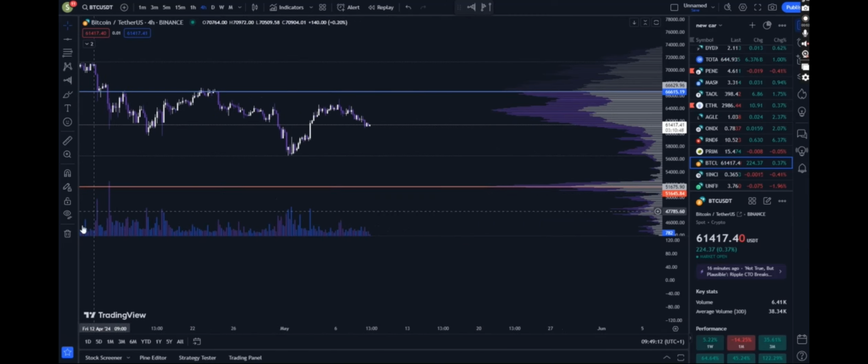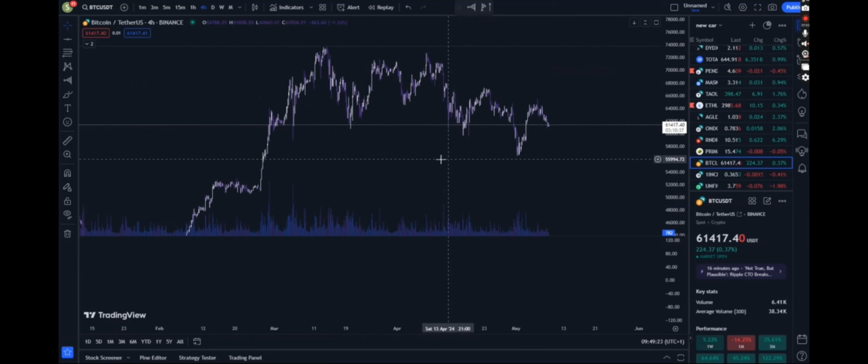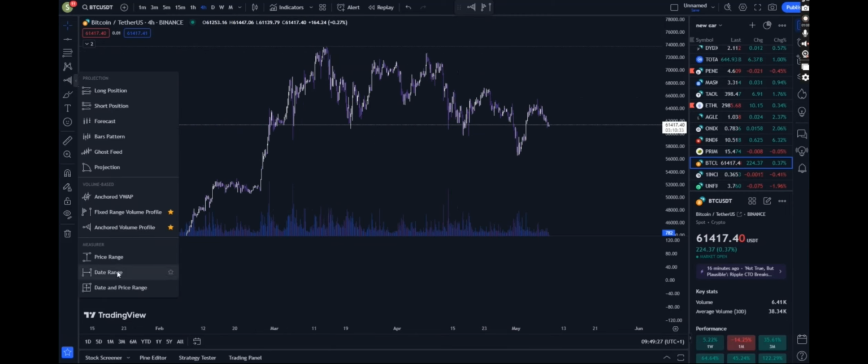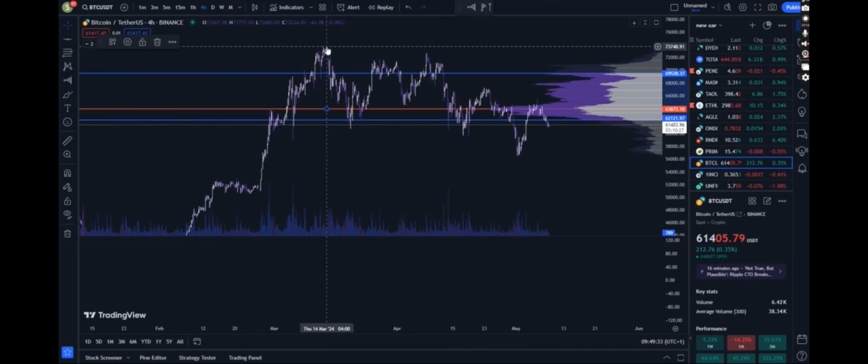So what I'll do is, let me just remove these drawings. Right, I'll remove these drawings and we'll go from there. So the top of the range, this is how I'll be using it. I'll go to the anchored. All you've got to do is click the top of the range. This is on the 4 hour.